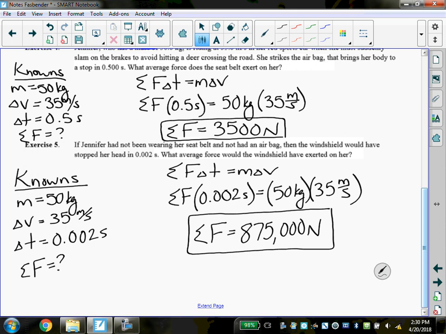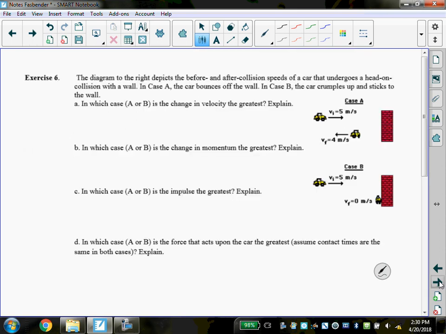And the reason why I put this problem into our notes is because this is also a good reminder that you should always be using all the safety devices available to you. So please, please, please, always wear your seatbelt. It's the difference between living and dying.